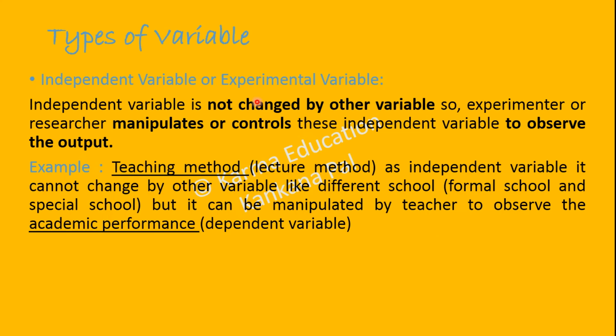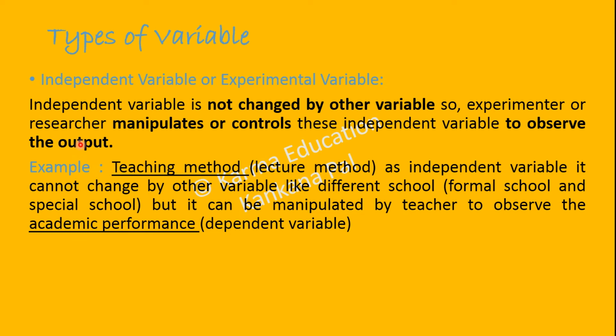Next is types of variable. First, independent variable or experimental variable. Independent variable is not changed by other variable. So experimenter or researcher manipulates or controls these independent variables to observe the output.